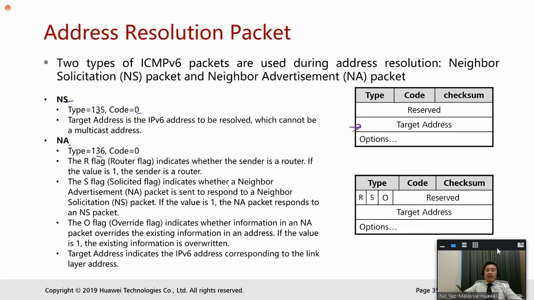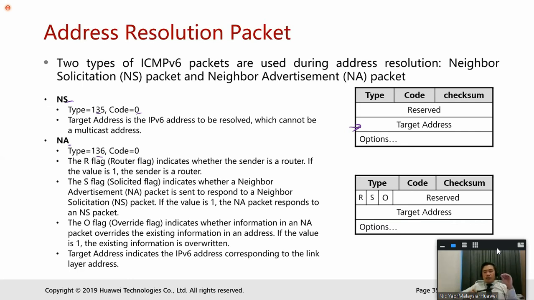This is just like the ARP reply. And the O flag is an override flag. It indicates whether information in the NA packet overrides the existing information in an address. If the value is 1, the existing information will be overridden. The target address indicates the IPv6 address corresponding to the link layer address. So that is where you're getting your information. This is the format of the address resolution packet inside ICMP version 6.